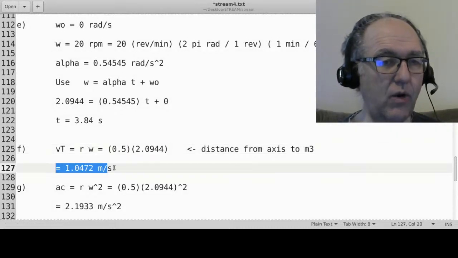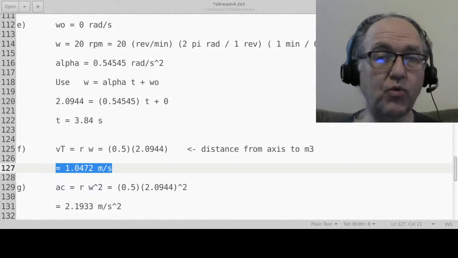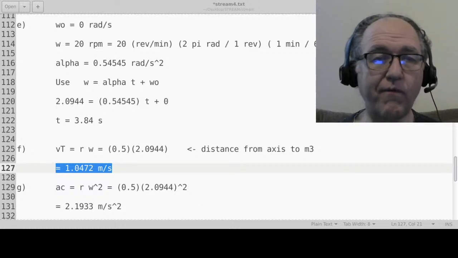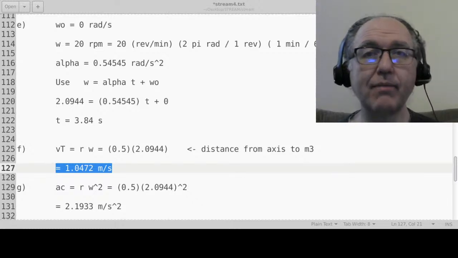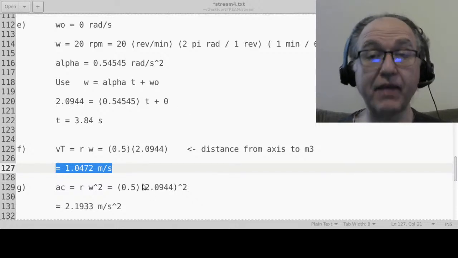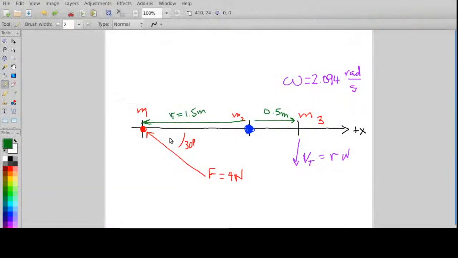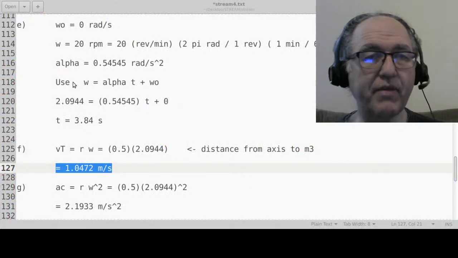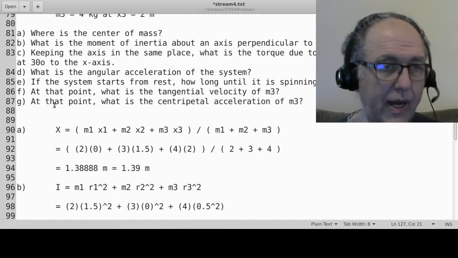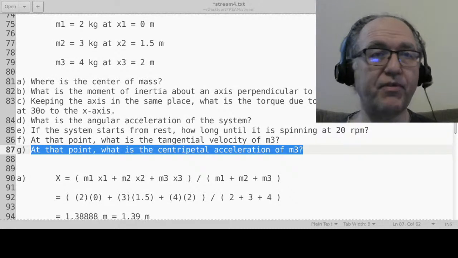Okay, and then working that out, we get that the tangential velocity for m3 when it's spinning at 20 rpm is 1.0472 meters per second. Okay, let me see if there's any questions with that. All right. So yeah, I confused myself there because I thought I was calculating Vt for m1, and m1 is 1.5, but m3 is only 0.5. And so since we want the tangential velocity of m3, we actually want only 0.5 there. Okay, and I think I asked the same thing for the centripetal acceleration. Yeah, so what's the centripetal acceleration for m3?